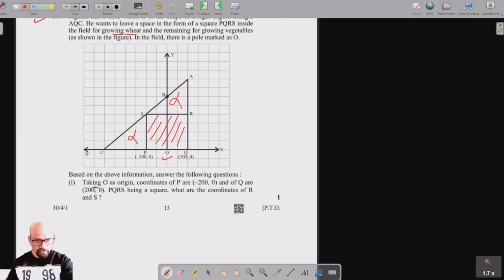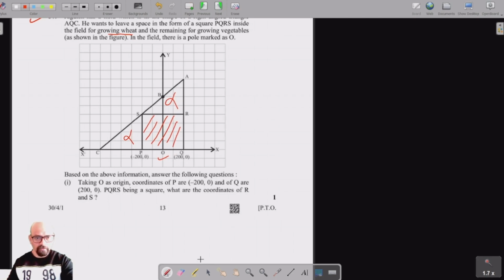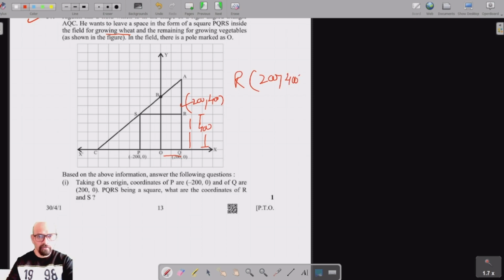Okay, now taking O as origin, the coordinates of P and Q are given, and PQRS is a square. What are the coordinates of R and S? So let's check what scale is used when we have to find the coordinates of R. So this distance is 200, so this means 200 plus 200 is 400. So the coordinates of R are 200 comma 400 on the basis of the scale used.